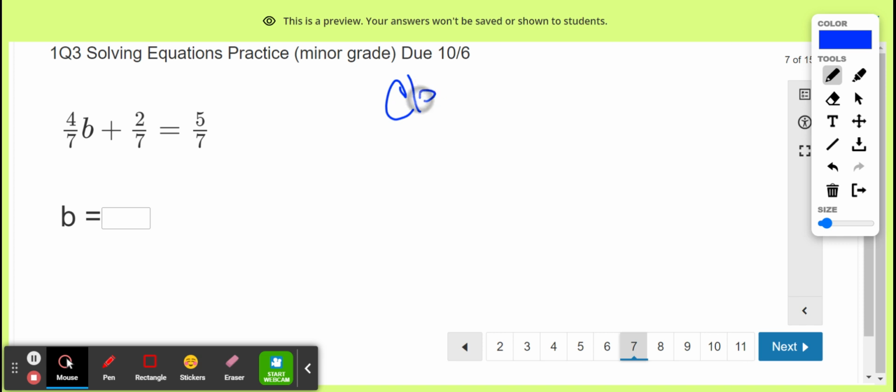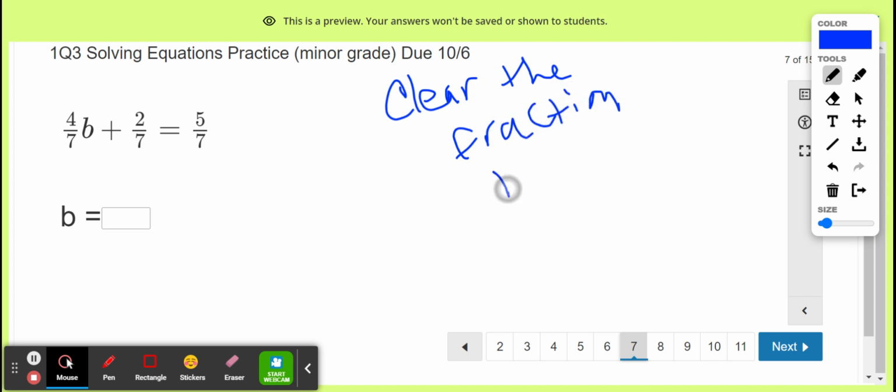So we need to clear the fraction by multiplying by the denominator.